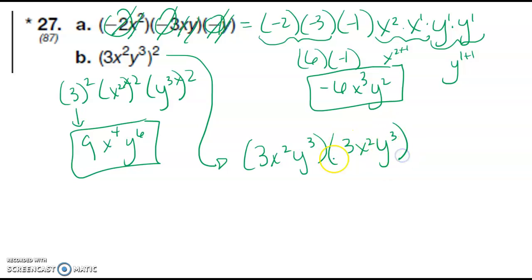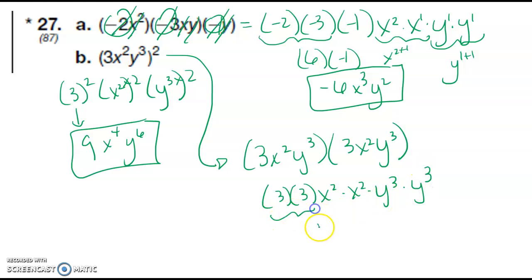do it the way we've done the other ones, where you do, all right, we've got 3 times x squared times y cubed times y cubed, sorry. This is 9. This is x to the 2 plus 2, which is x to the 4th. This is y to the 3 plus 3, which is y to the 6th.